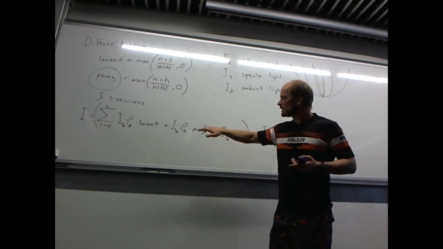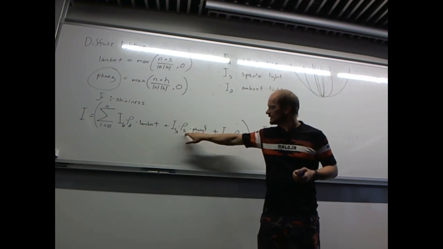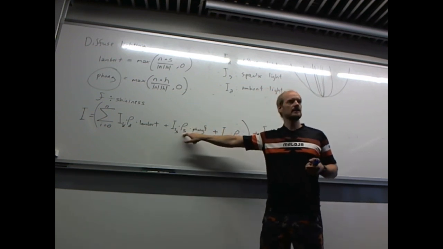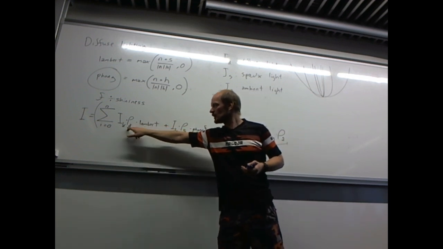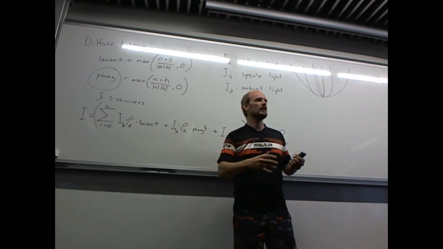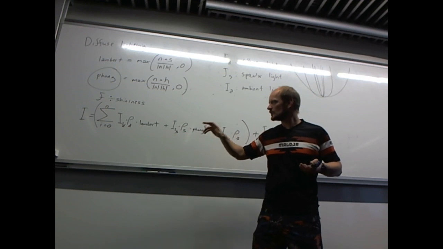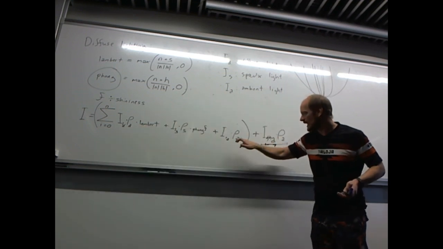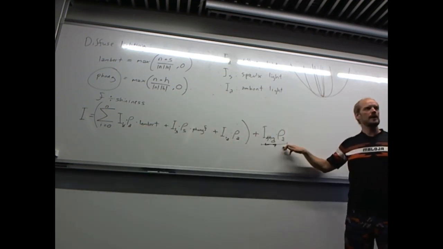So for the material, I often say I'm going to have a specular color, but then I'm going to have another main color, which is my diffuse color. I'm going to use that for diffuse. I'm going to use that for ambience as well, multiplied by the global ambience.